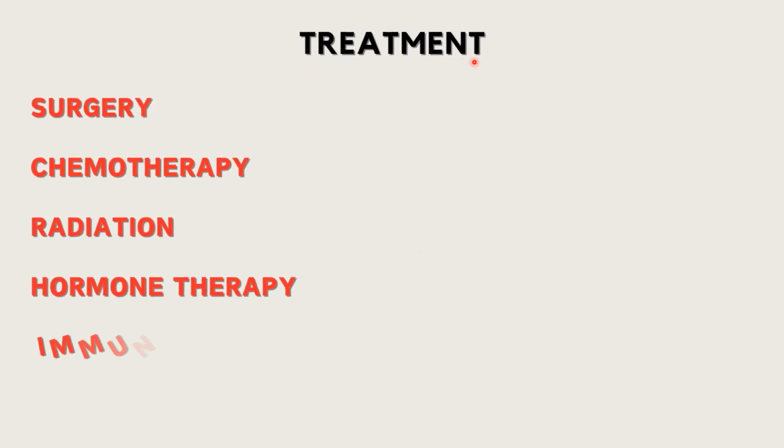Now let us see the treatment for breast cancer. The treatment basically depends on the type and stage of the cancer. The final treatment protocol will be decided by the oncology team. However, these are the major treatment options: surgery, chemotherapy, radiation, hormone therapy, and immunotherapy. The surgical options include lumpectomy, simple mastectomy, modified radical mastectomy, prophylactic mastectomy, mastectomy with reconstruction, etc.